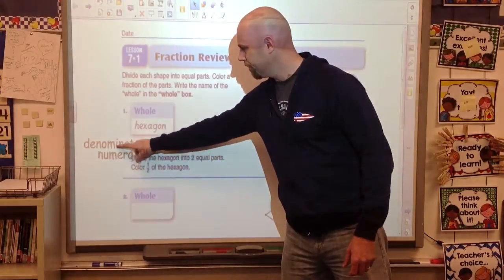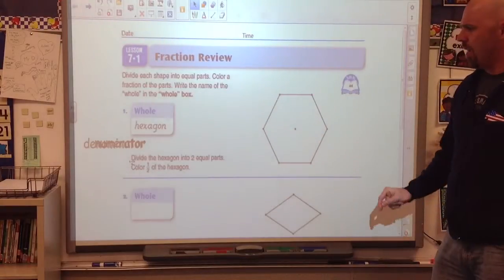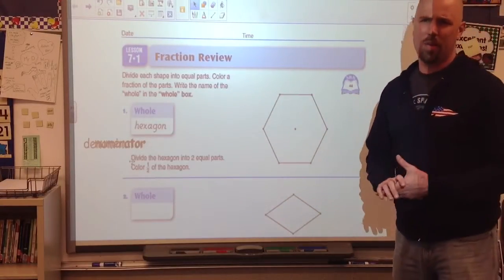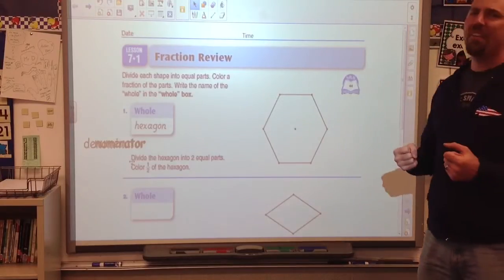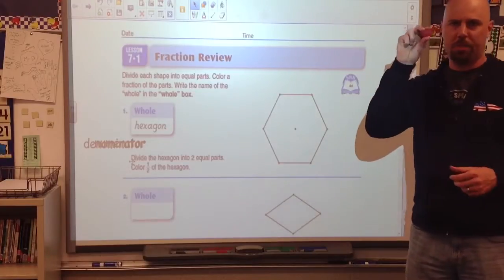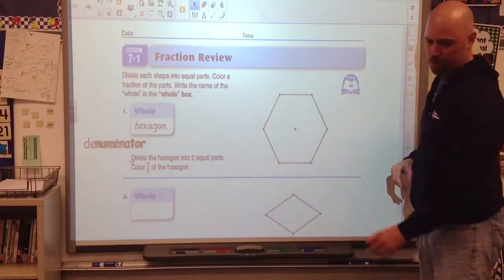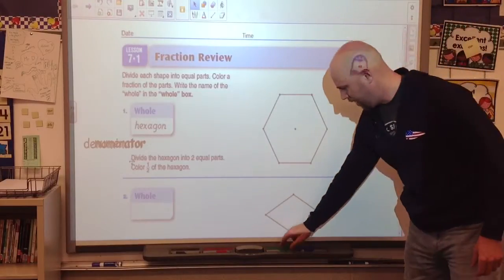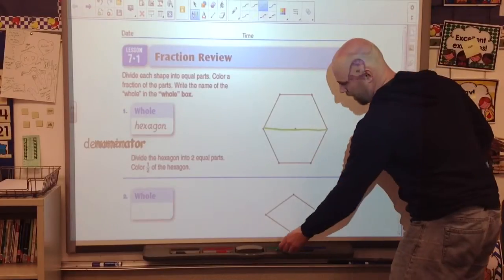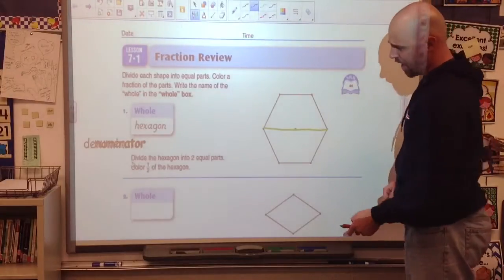Okay? The question says to divide the hexagon into two equal parts and color half of the hexagon. So we look at our pieces at our desk and I ask, which one of these looks like it's half of the hexagon? The kids will hold up their trapezoid, and in their book, because the pieces are the same size, they'll put the trapezoid right on top of there, and I say, okay, let's cut that in half. And then let's shade in, how much are they asking for? They're asking for 1/2.